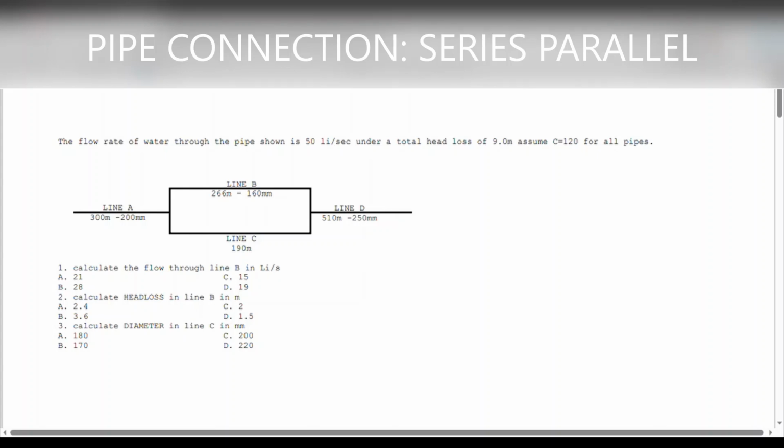So we are tasked to calculate the flow of water through line B, this one, and the head loss in line B also, and third is the diameter at line C.